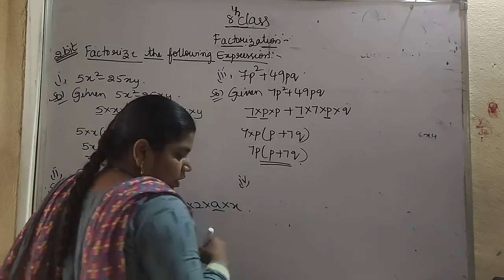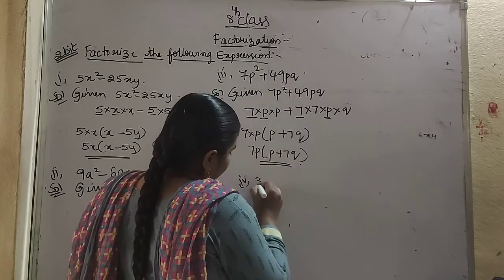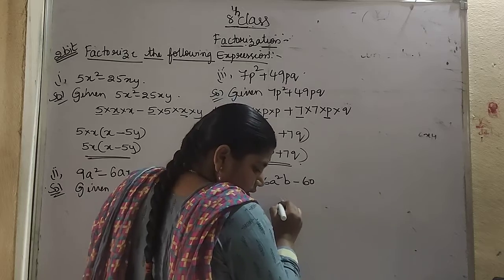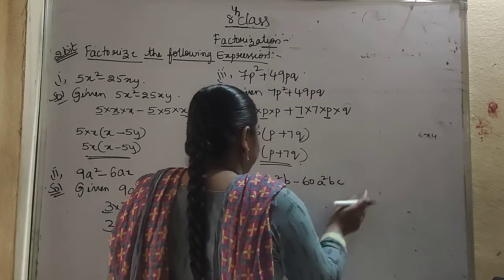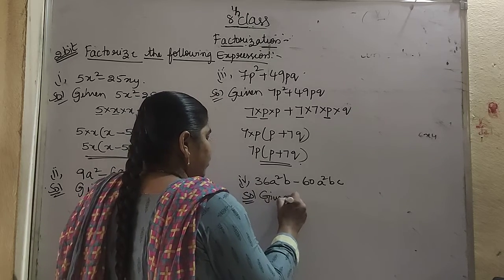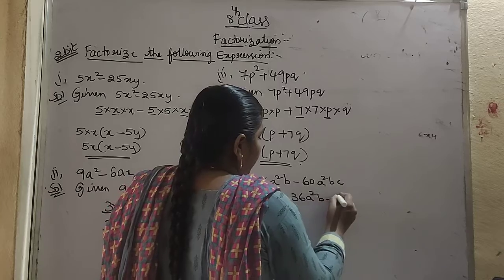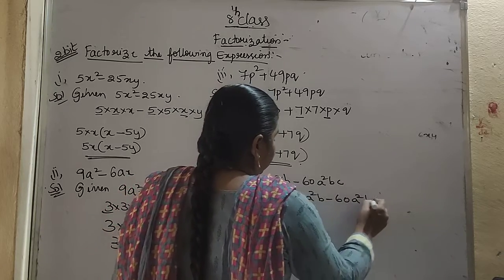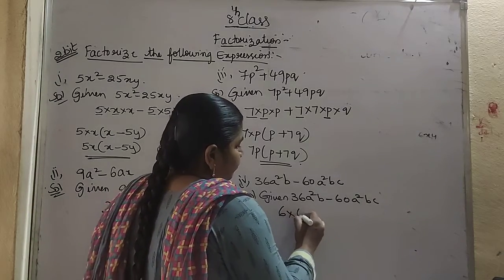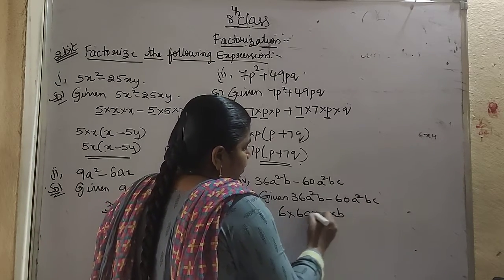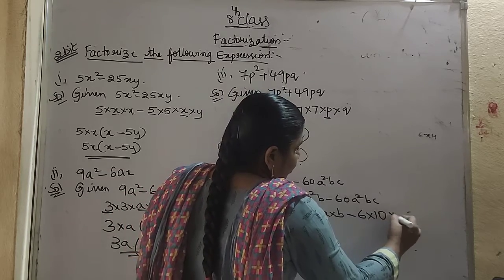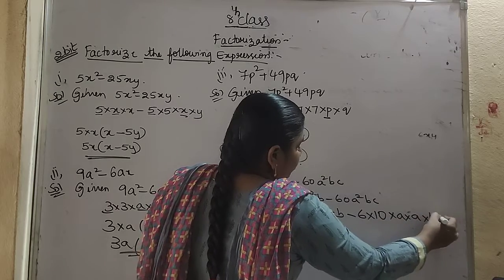Next, the fourth one is 36a square b minus 60a square bc. Given 36a square b minus 60a square bc. So 36 can be written as 6 into 6 into a into a into b. 60 can be written as 6 into 10 into a into a into b into c.